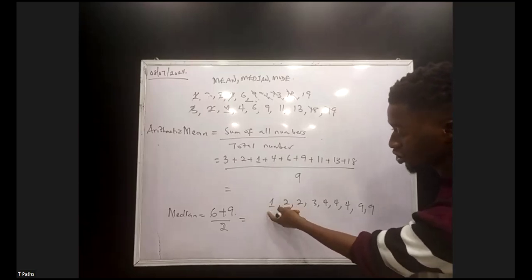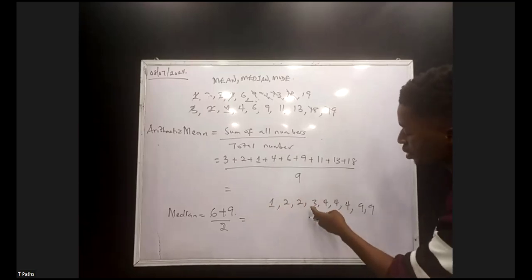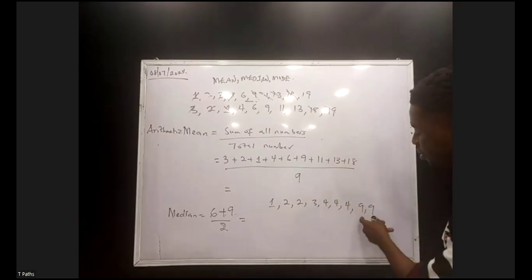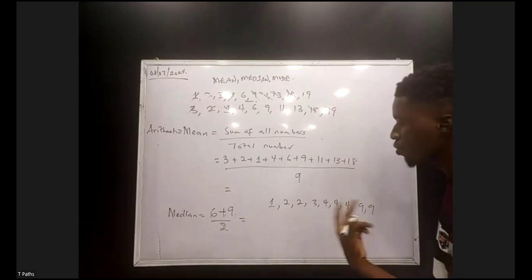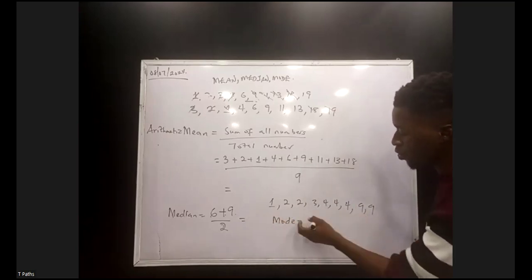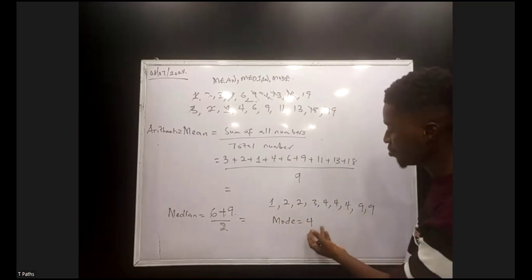In this case, 1 appears just once. 2 appears 2 times. 3 appears just once. 4 appears how many times? 3 times. Then 9 appears twice. So now, what is my mode for this set of numbers? My mode is simply 4, which is the number that appears most.